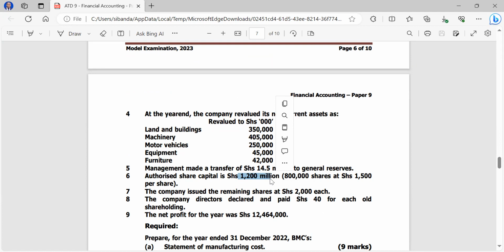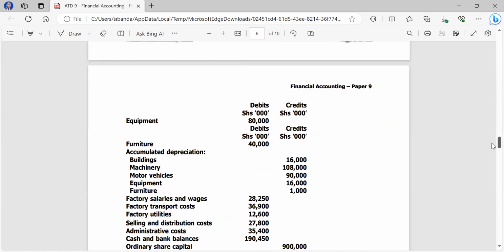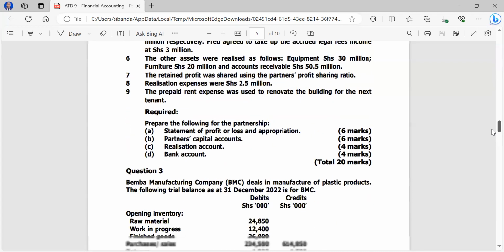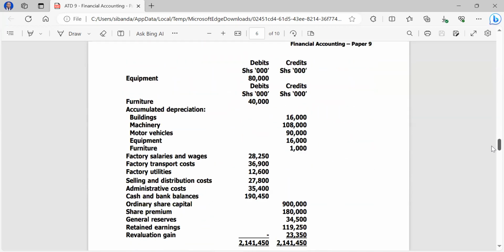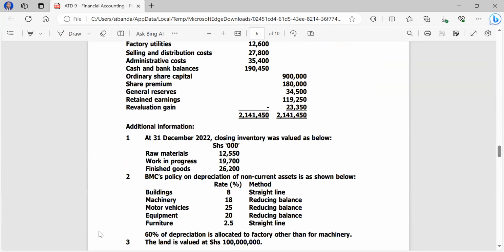So what this means is we are going to compare our authorized share capital with what we already have as issued. And then calculate backwards to determine what would then be our so-called issued share capital.